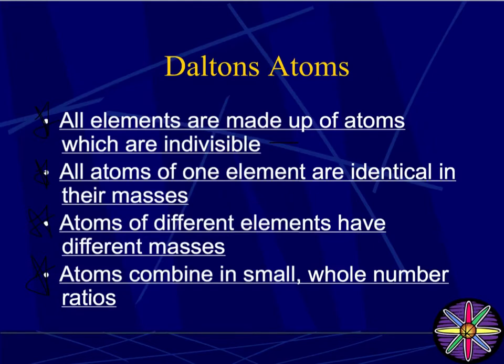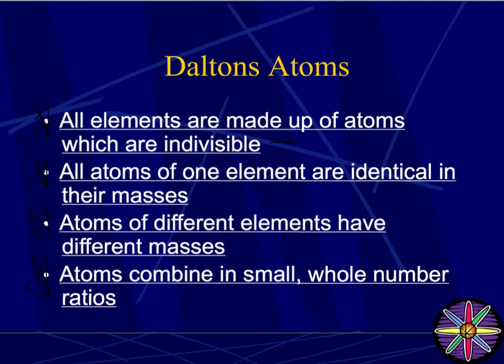The second one, all atoms of one element are identical in their masses. That is stating, like, if I had 2 oxygen atoms, that they'd both be exactly the same mass. And that's not true, because if you look at the periodic table, the number at the bottom, 16.00032, that's an average mass. And the reason it's an average is because there are different masses of oxygens, but if you add them all up and divide by the number that they are, then it'll average that number.